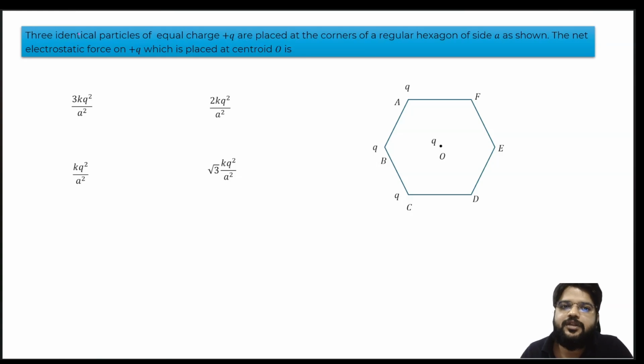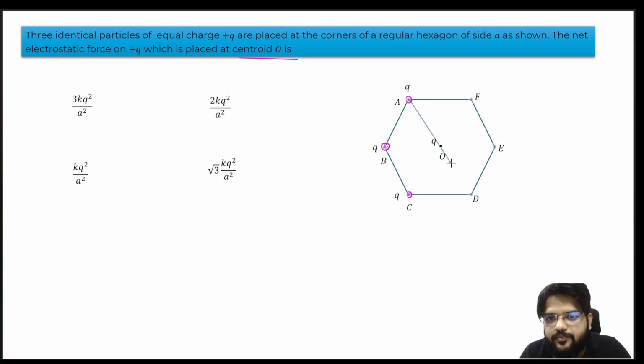Let's see the next question, everyone. Three identical particles of equal charges plus Q are placed at the corners of a regular hexagon of side A as shown. The net electrostatic force on plus Q, which is placed at the center O, is? So this is the question, everyone. We want the net force on this Q charge present at the center. How will we do it? Here a charge is present at A, at B and C, correct? And at this plus Q charge we want the net force due to the others. So first of all we will find the individual forces.